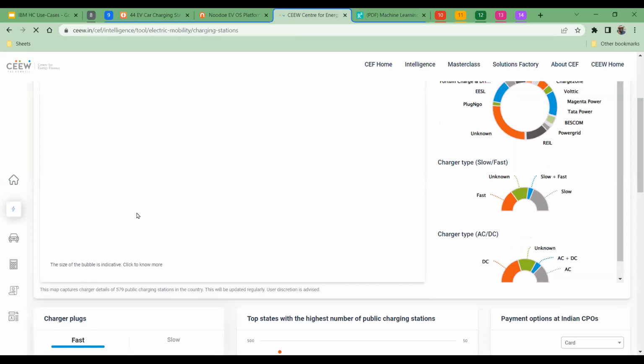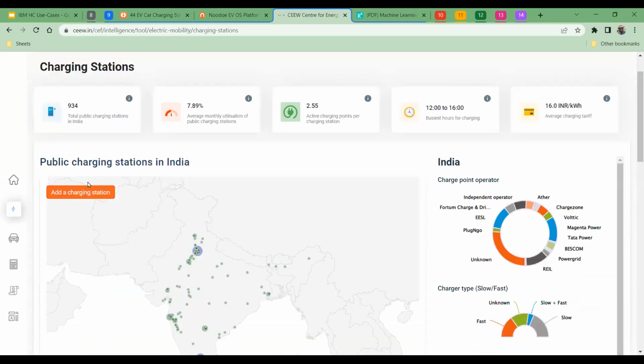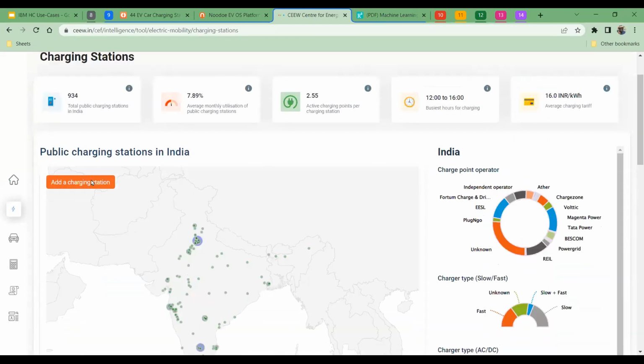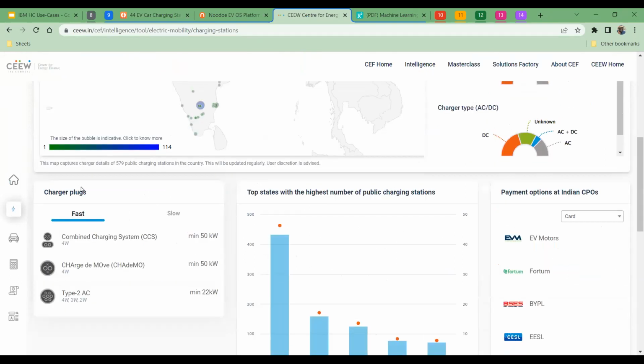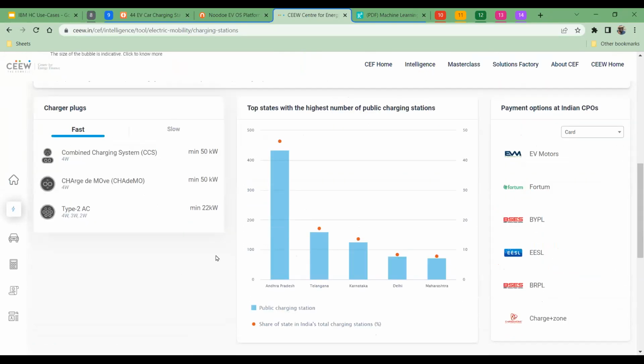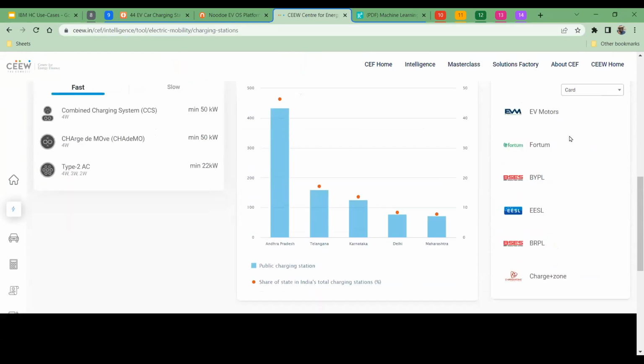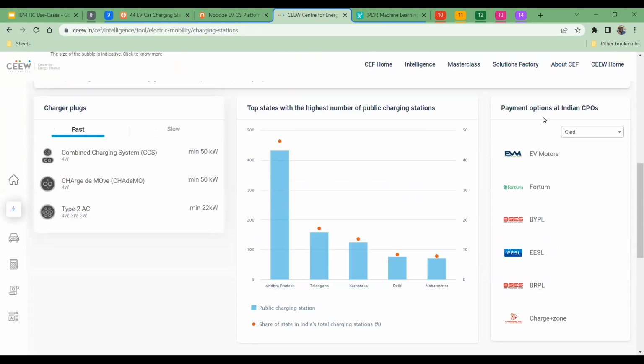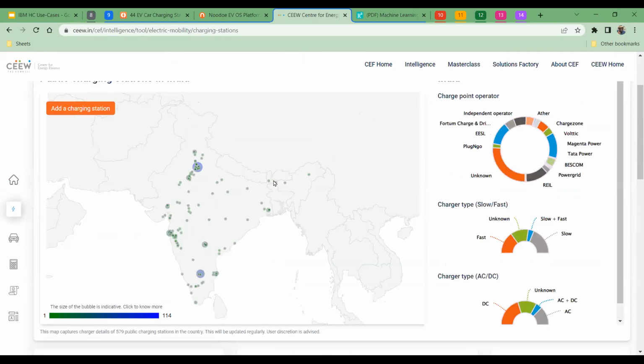Where are the charging station networks? If you have any charging station network, you can add it here, and it will verify. You can find the fast charging network, the slow charging network, and check the payment options, and how many states have public charging stations. They have created a visual for this.